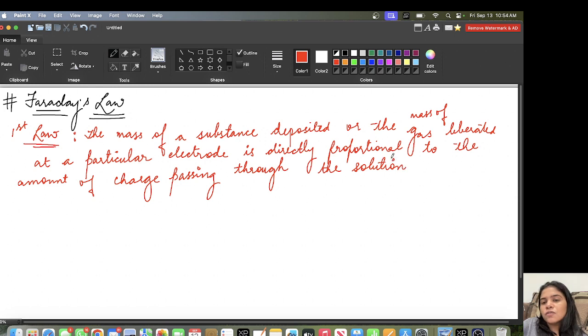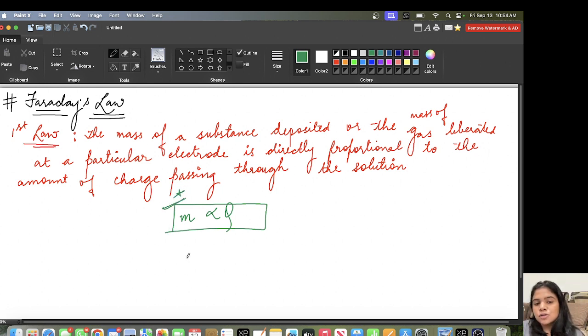In short, what does it mean? The amount of mass, whatever is getting deposited, is directly proportional to the amount of charge. More charge you are passing, more mass you will be getting. Now it's a proportionality sign, right? So you must have studied in physics and maths that wherever a proportionality sign comes and you want to put an equal sign, you will write a constant, and this constant is Z here.